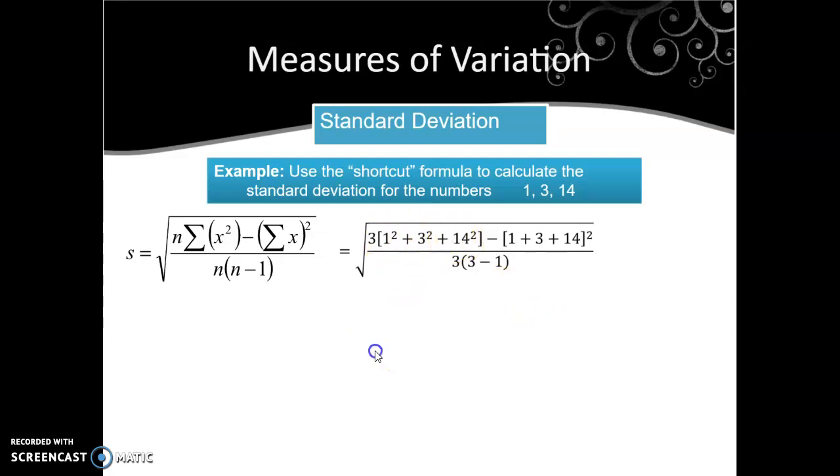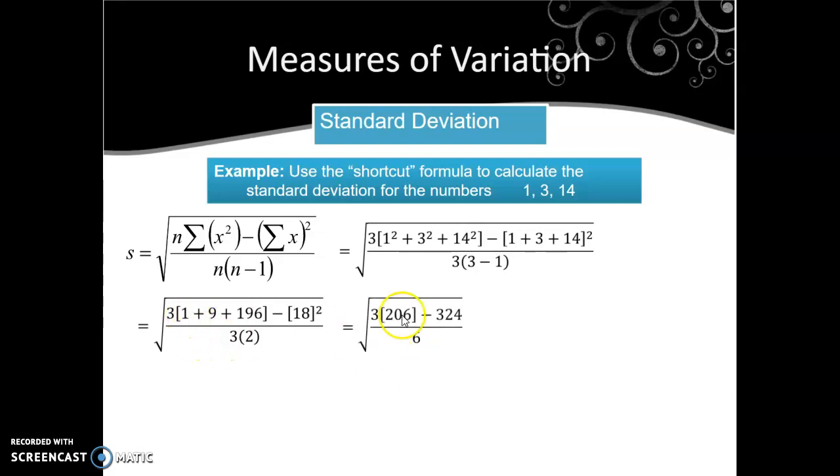So I'm going to do parentheses first. And in the first set of parentheses, I'm going to square those numbers. So 1 plus 9 plus 14 squared is 196. But in the second set of parentheses or brackets, we have to add first, because that's inside the parentheses, before we can square. So 1 plus 3 plus 14 is 18, and then we'll square that number.